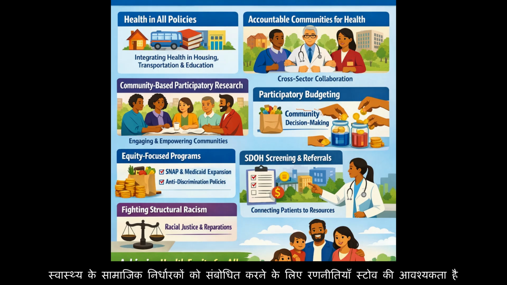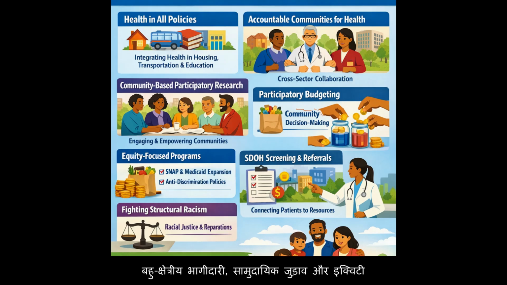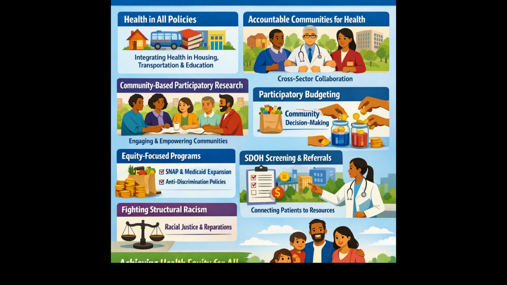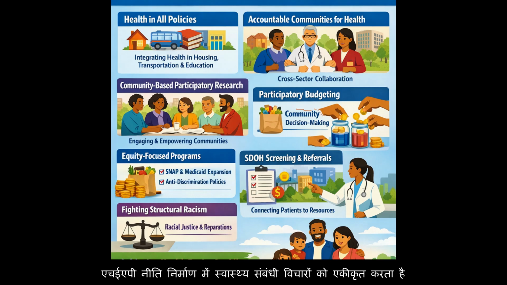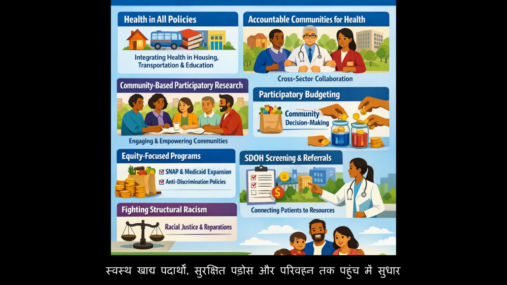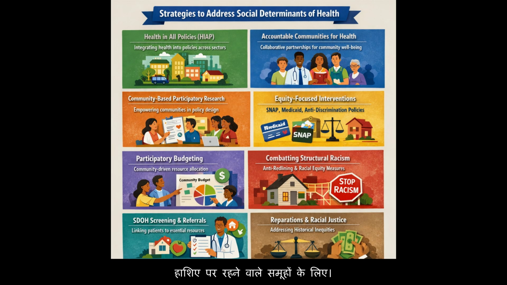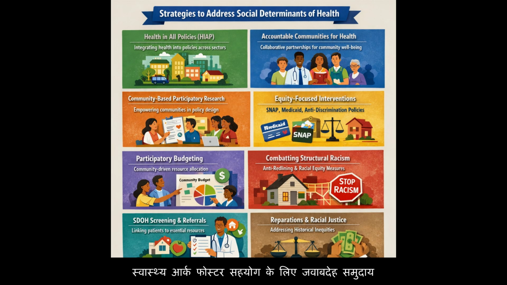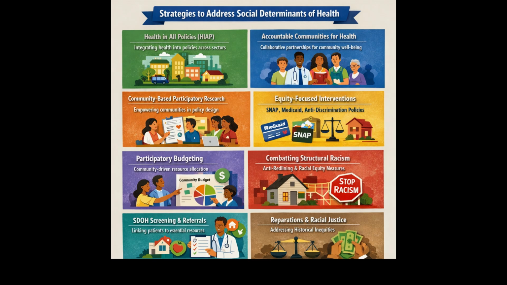Strategies to address social determinants of health (SDOH) require multi-sectoral partnerships, community engagement, and equity-focused policies. Health in All Policies (HiAP) integrates health considerations into policymaking across sectors like housing, transportation, and education, improving access to healthy foods, safer neighborhoods, and transportation for marginalized groups. Accountable Communities for Health (ACH) foster collaboration among health systems, schools, and community organizations to address SDOH collectively.